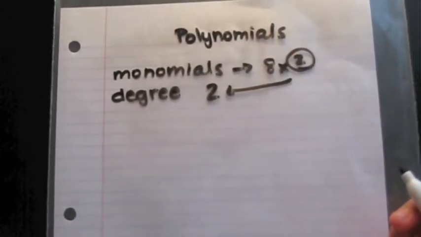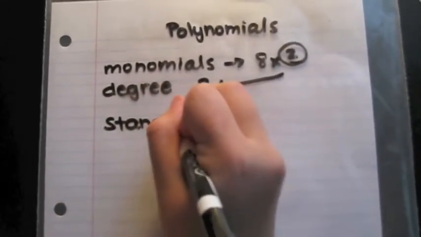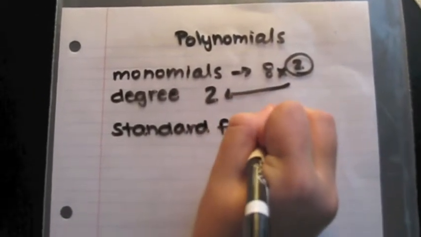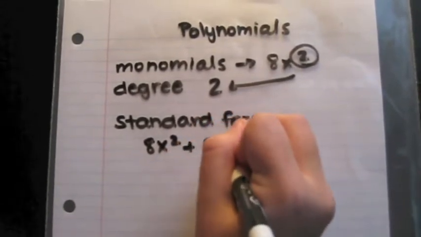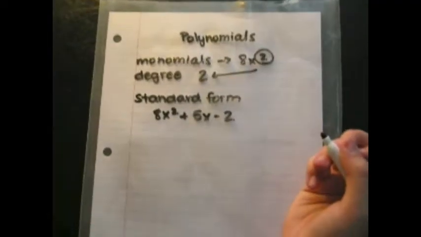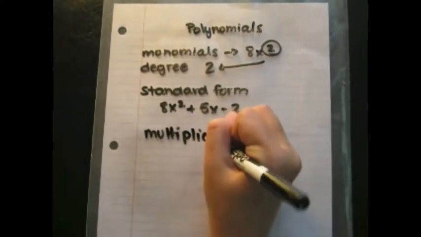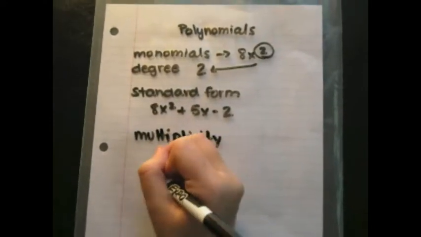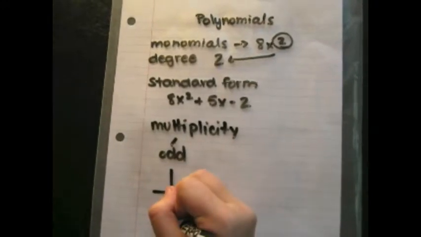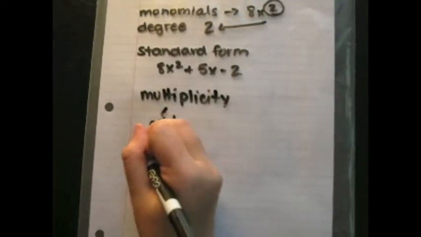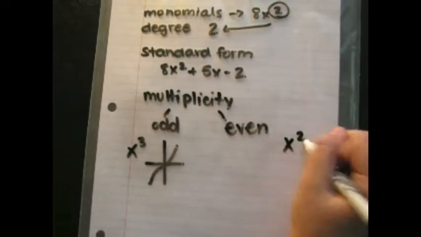Polynomials written in standard form are in decreasing order of degree. For example, 8x squared plus 5x minus 2. Multiplicity is the number of times a root appears in the polynomial. Odd multiplicities cross the x-axis. Even multiplicities touch the x-axis, but then turn back the way they came.